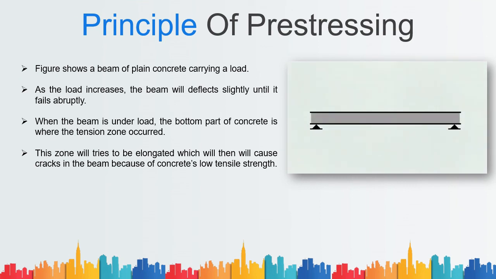The figure shows a simply supported beam of plain concrete carrying a load. As the load increases over time, the beam will deflect slightly until it fails abruptly. As we all know, when a beam is under load, the bottom part of the concrete is where the tension zone occurs. This zone will try to elongate after external load is applied, which will then cause cracks on the beam because of the characteristic of concrete, which has low tensile strength.